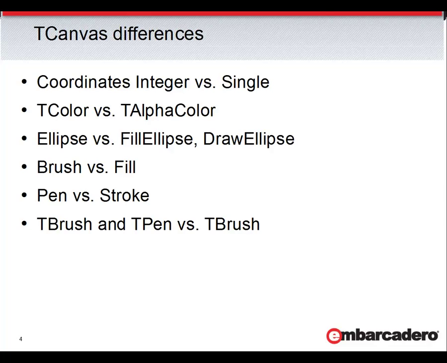As an example, Ellipse in VCL is roughly equivalent to calling both FillEllipse and DrawEllipse. The Brush property in VCL is roughly equivalent to the Fill property in FireMonkey. The Pen property in VCL is roughly equivalent to the Stroke property in FireMonkey. The TBrush and TPen class types in VCL are roughly equivalent to the TBrush type in FireMonkey.